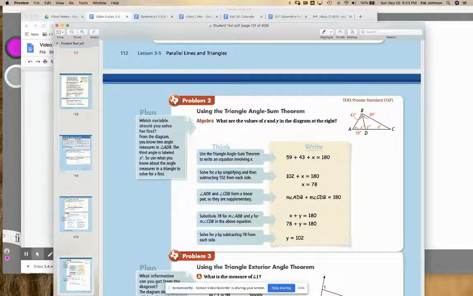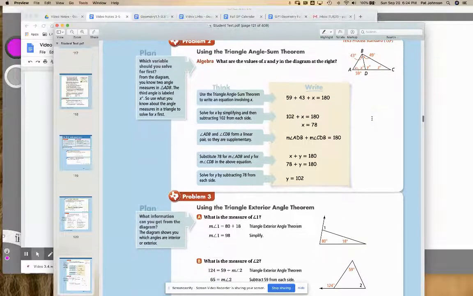Then we need to find the measure of angle Y. Well, they only give us one angle value, and we need two to find the third one. But look at angle X and Y, they're a linear pair. So if angle X is 78, we just subtract that from 180 and we get Y is 102. And then if we needed to find Z, we just add 102 plus 49 and subtract it from 180, and we get Z is 29 degrees. But they didn't ask us to find it, but they could have.